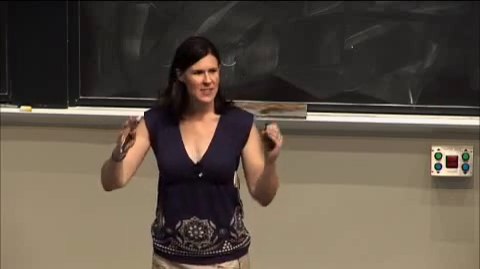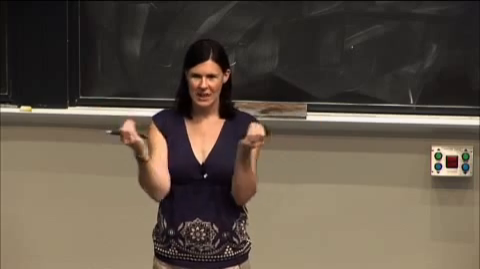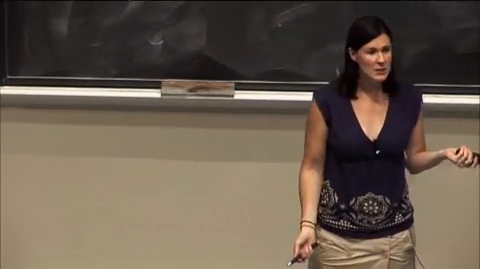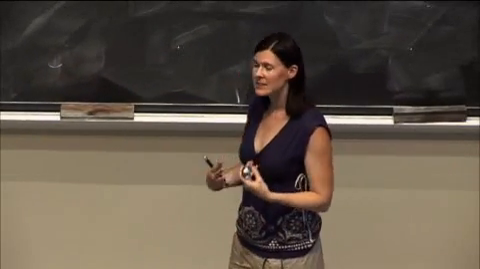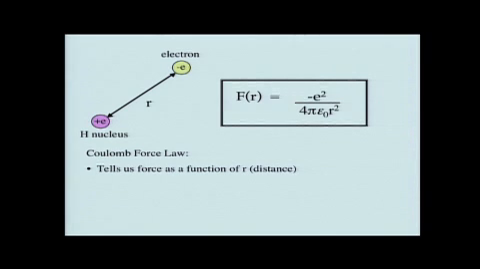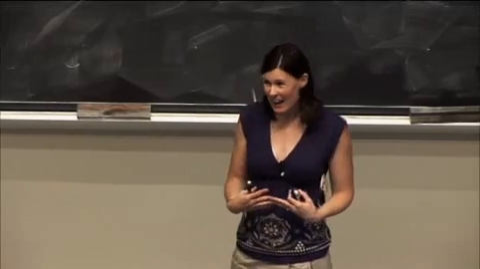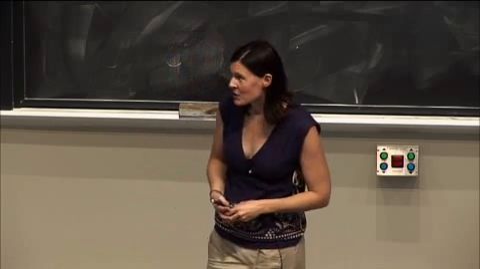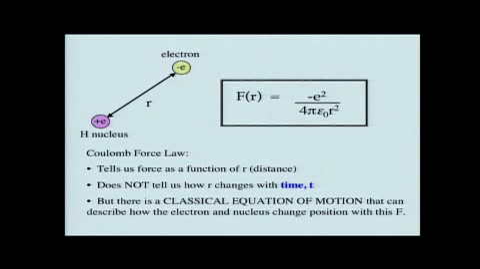And the reason is the convention that the negative sign is just telling us the direction that the force is coming together instead of pushing apart. So we can use Coulomb's force law to think about the force between these two particles. And it tells us the force is a function of that distance. But what it does not tell us, which if we're trying to describe an atom we really want to know, is what happens to the distance as time passes. So r is a function of time. But luckily for us, there's a classical equation of motion that will, in fact, describe how the electron and nucleus change position or change their radius as a function of time. So does anyone know which classical law of motion that would be?